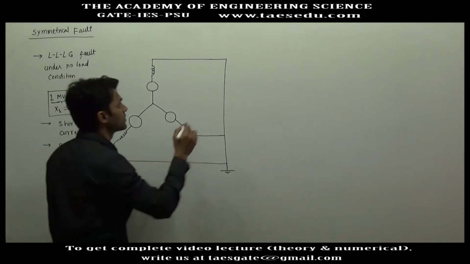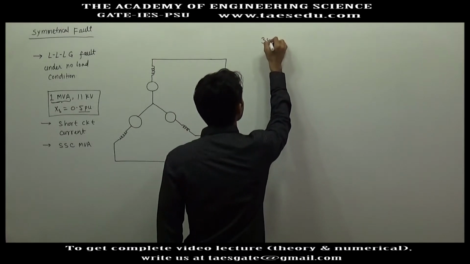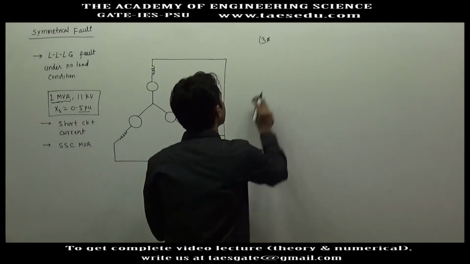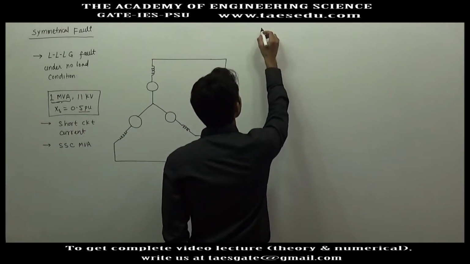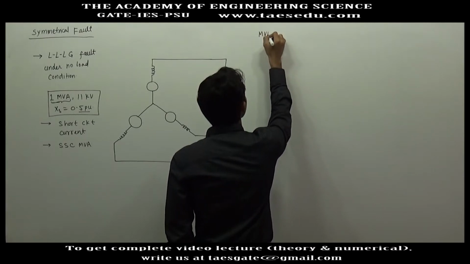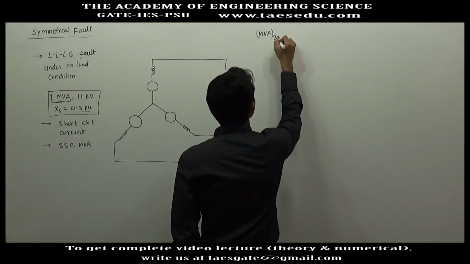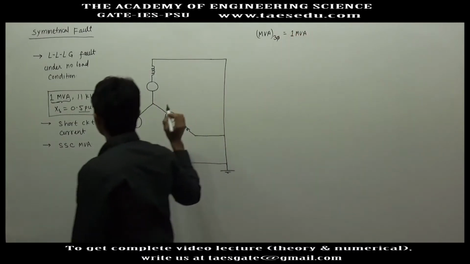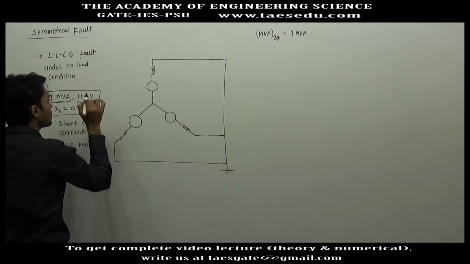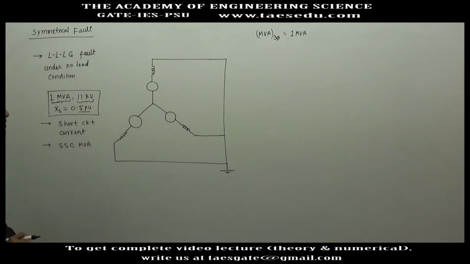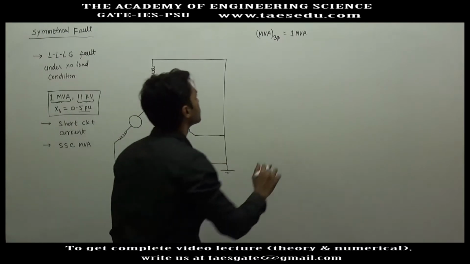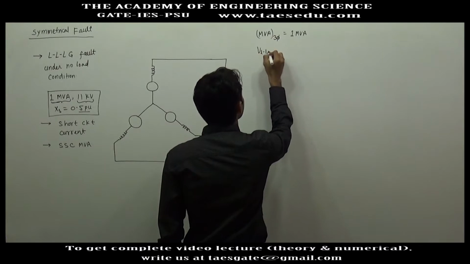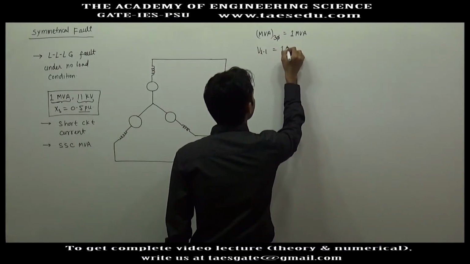We will write the three-phase MVA, or MVA three-phase, this is given as 1 MVA. Rating of voltage is 11 kilovolt. It means this will be the line to line voltage. And in case of three phase, you will be given the rating with line to line voltage. This is 11 kilovolt.